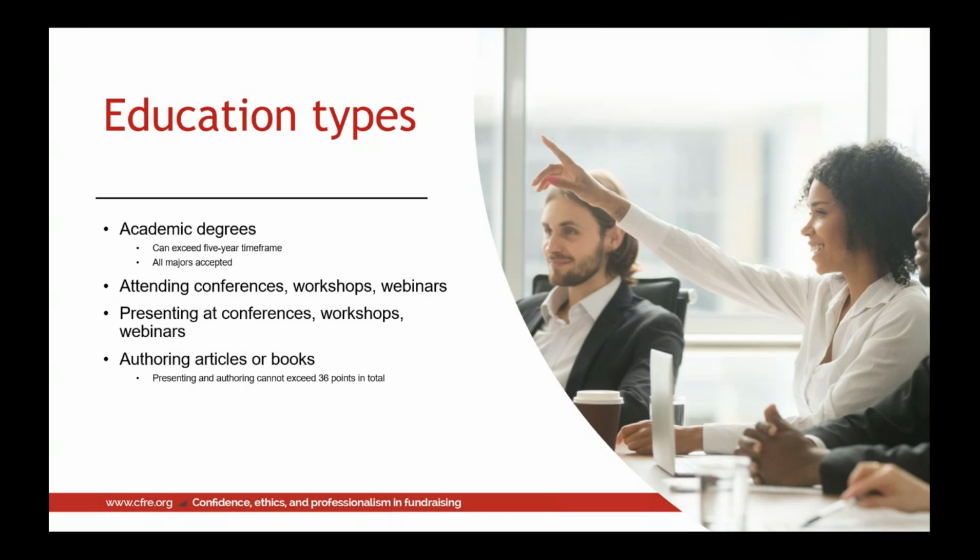So you can see here, again, academic degrees, which is not required, but certainly you're welcome to include all academic degrees that you have earned for up to a maximum of 40 points. And again, all majors are accepted, and academic degrees can exceed the 5-year time frame. It is 5 points for an associate's and 10 points for a bachelor's, a master's, or a doctorate. Now, typical items that people include in the application for their education requirement include conferences, workshops, and webinars. Those are the 3 most common ones.